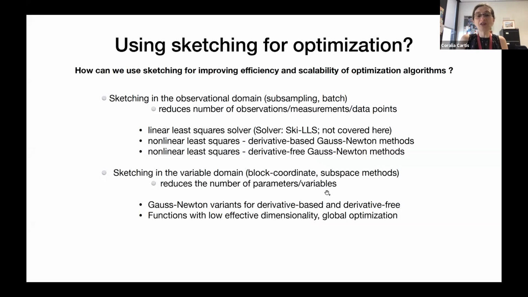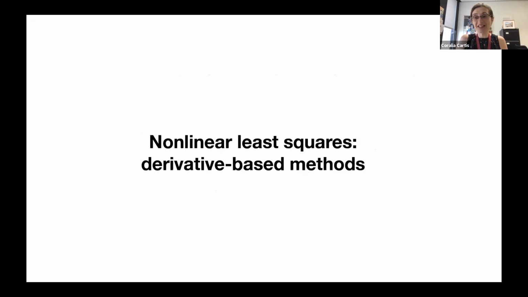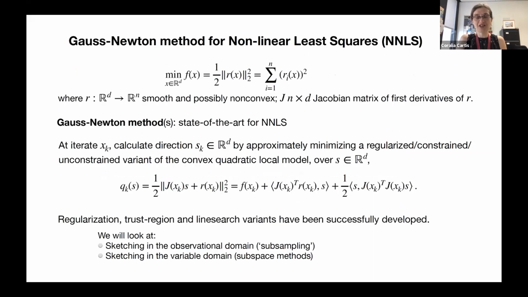And then I will talk about sketching in the variable domain, essentially subspace methods, randomized subspace methods, block coordinates or subspace, for, again, Gauss-Newton derivative-based and derivative-free, and hopefully also about a special class of problems and global optimization. Okay, so let us begin this journey. So first I will talk about derivative-based methods, then derivative-free, and then hopefully global optimization.